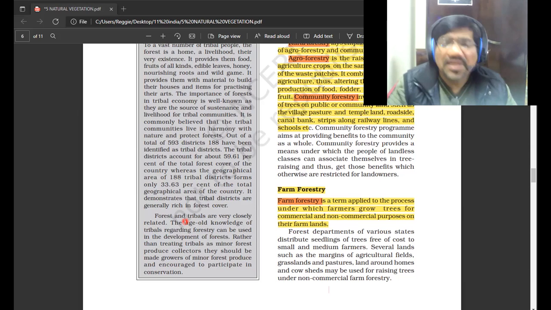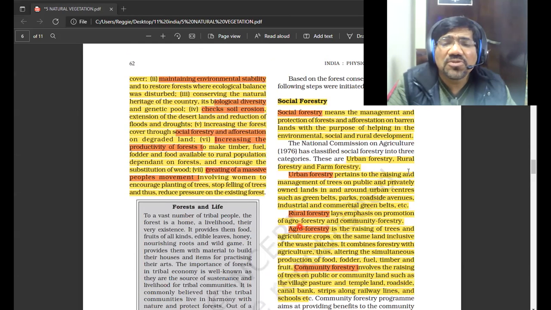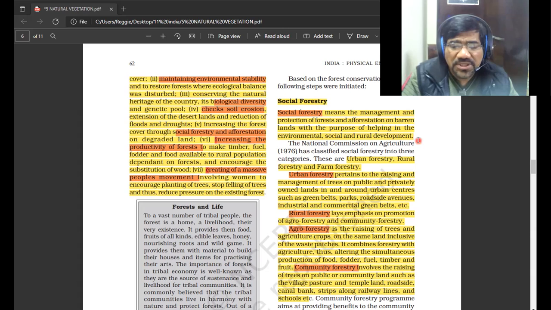So all of them. And with this, we move on to the next concept, which is social forestry. Social forestry means management of forest and afforestation on barren land. Under social forestry, we have three categories: urban forest, rural forest, and farm forest.